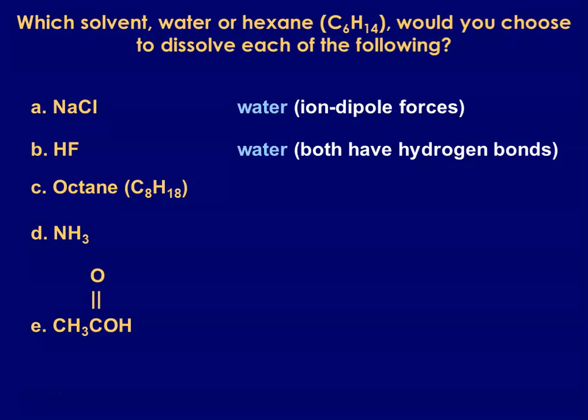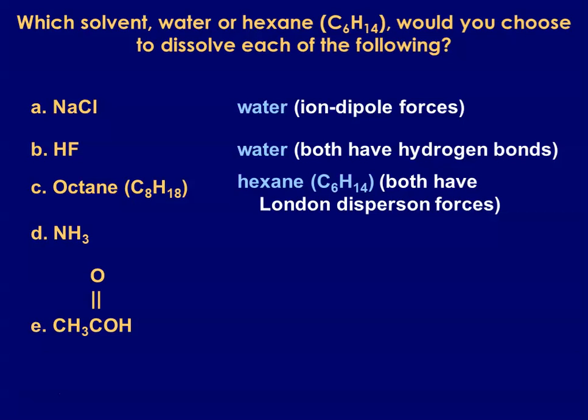Octane is similar to hexane in that it's just made of a bunch of carbons and hydrogens bonded to one another. Carbon and hydrogen are similar in electronegativity. They are nonpolar molecules, and because of that, they just have those London dispersion forces present. So it would be hexane because of the type of intermolecular force being the same in those two substances. NH3 is able to hydrogen bond as well. It's a polar molecular compound. So NH3 would also dissolve in water since both of them have hydrogen bonds.